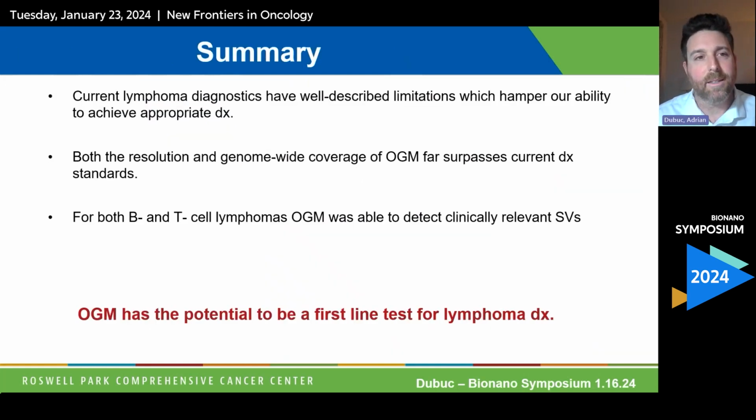To end my talk, I'd like to summarize that, in my opinion, lymphoma diagnostics have well-described limitations, but these are really hampering our ability to achieve appropriate diagnosis. Optical genome mapping has both the resolution and genome-wide coverage that far surpasses the technology that we're using, and, in my opinion, OGM has the potential to be a first-line test for lymphoma diagnostics.